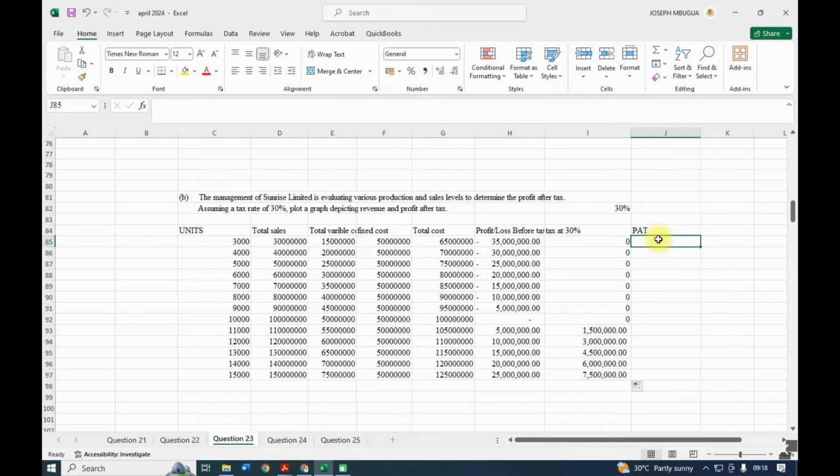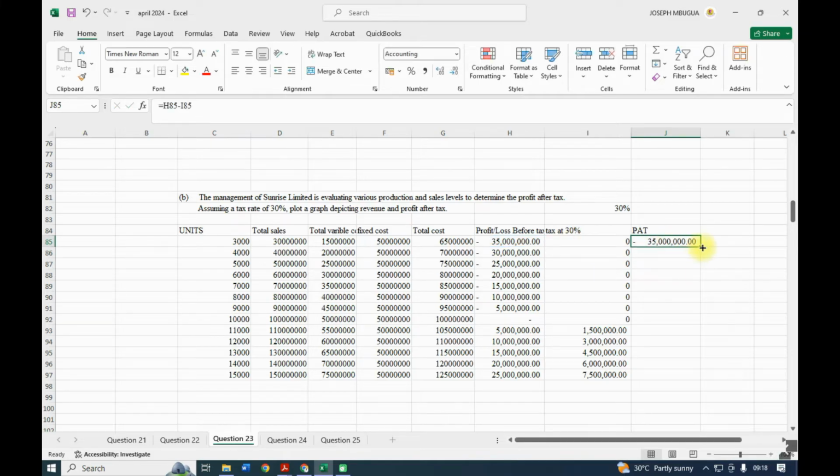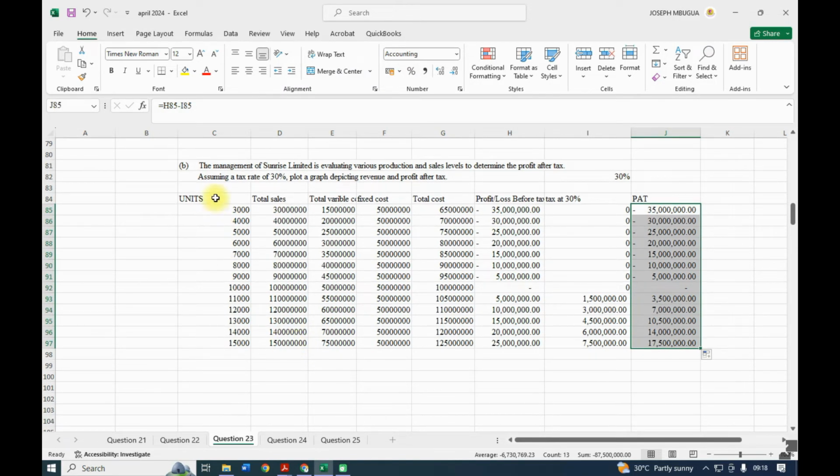Then for the profit after tax, we shall take the profit before tax minus the tax, and I will autofill, and we'll get your profit after tax. Remember, ideally, we need to plot a graph depicting the revenue, that's the total sales, and the profit after tax. So we shall show the units because they are key. We show the total sales and the profit after tax.